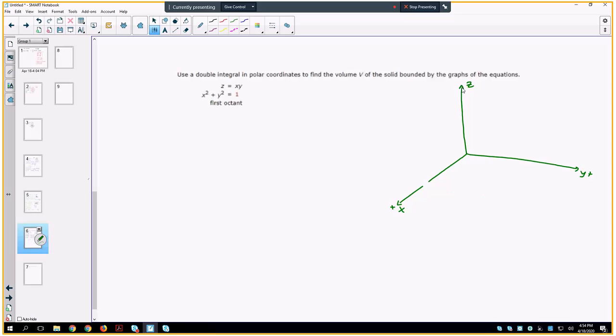I have the function x squared plus y squared equals 1, so I know that in the xy plane, that's a circle of radius 1 centered at the origin. So I'm going to draw that in here. We're in the first octant, so we're really only concerned about this much. This is x equal to 1, this is y equals 1, and we're going to be integrating our function xy over that.